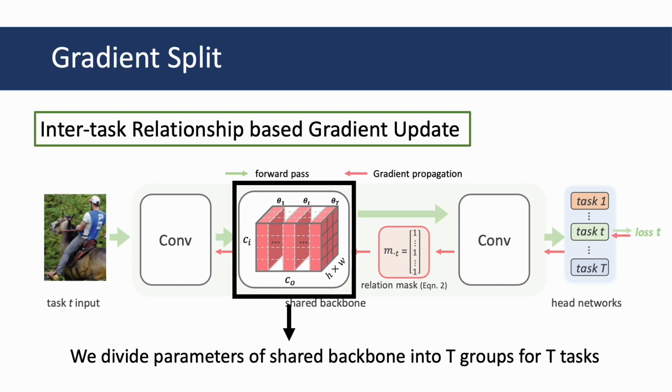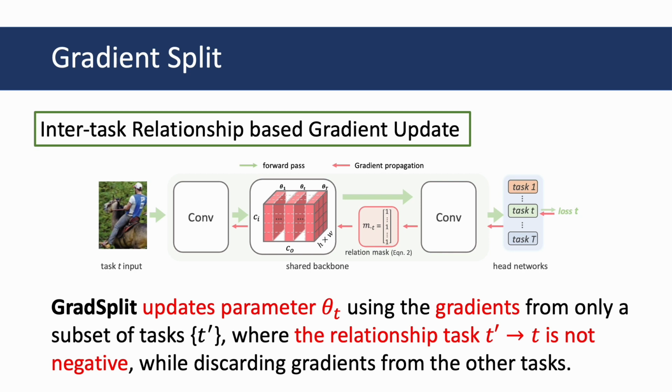Each group corresponds to one task. For group T, it is assigned for task T. When updating the group T, we consider the asymmetric relation from other task to task T. Specifically, the parameter of group T are only updated by the gradient from a subset of tasks, where the relation from task T' to T is not negative.